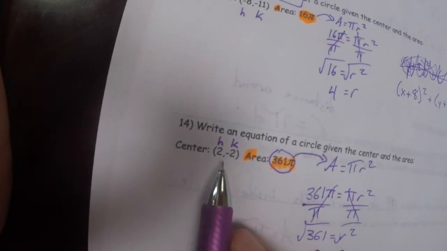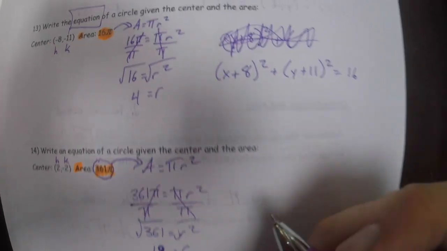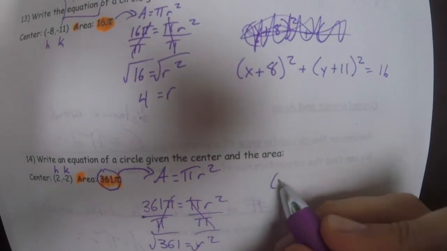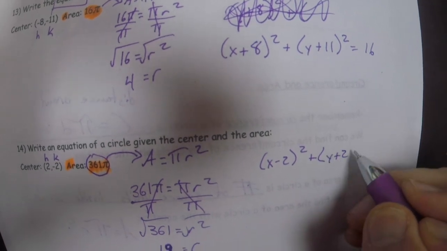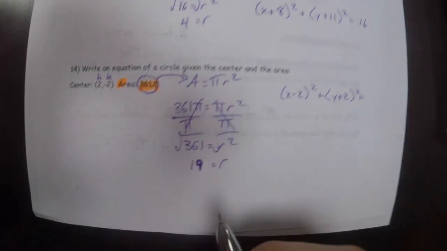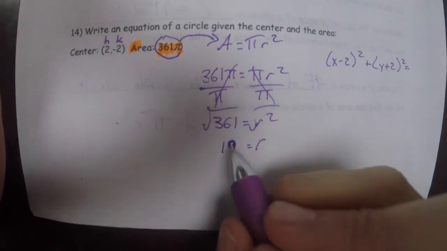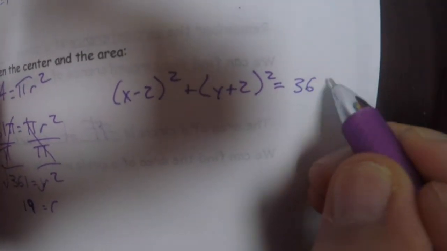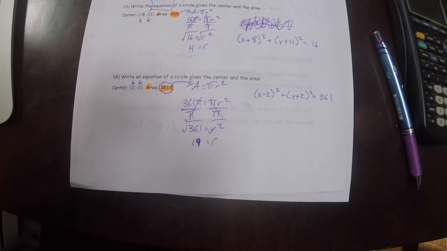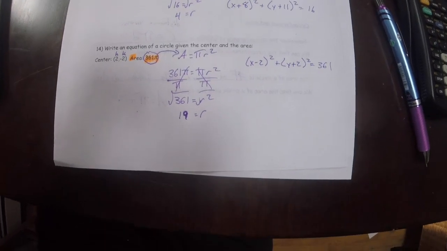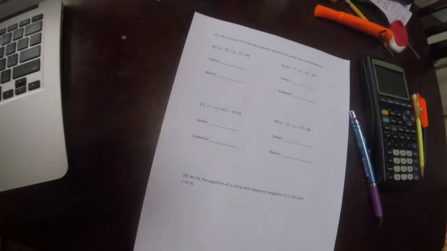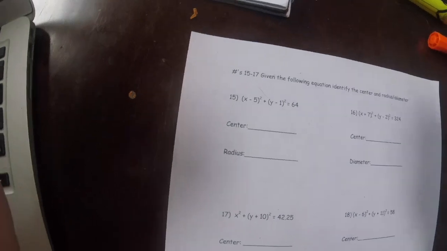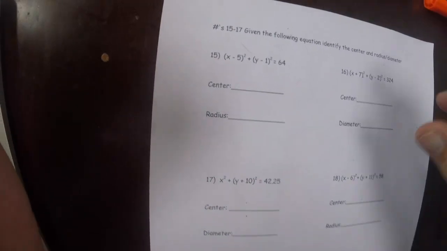All right, I got my center, I got my radius. So x minus 2 squared plus y plus 2 squared equals, my radius is 19, my radius squared is 361. There's your equation for that circle. Any other questions? Good. See you later. Moving on.